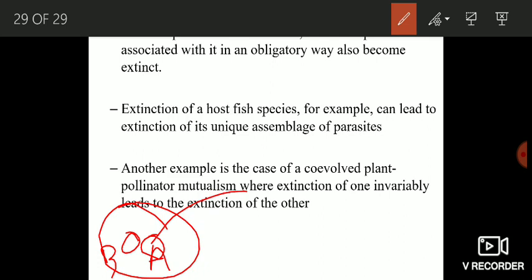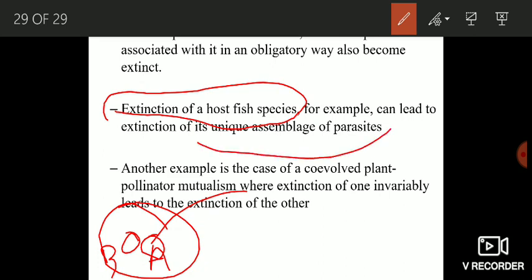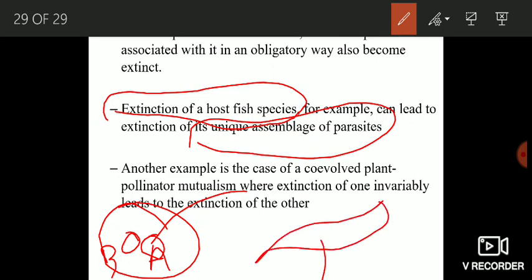For example, the extinction of a host fish species can lead to the extinction of its unique assemblage of parasites. If you have a fish species and you remove this fish species, it becomes extinct. The numerous parasites that are associated with this fish species are going to go extinct.